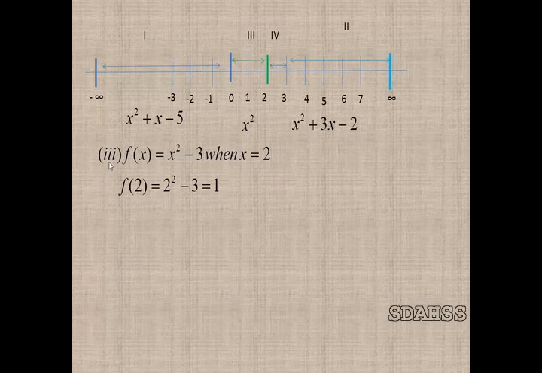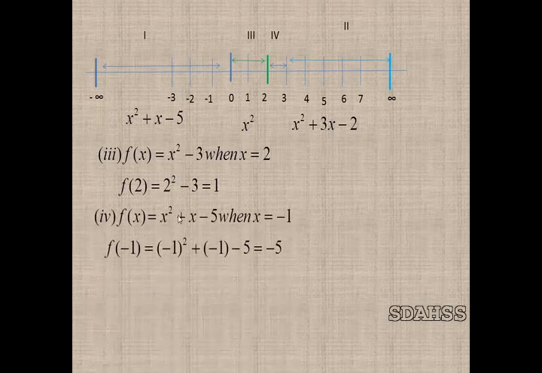Third one, x is equal to 2. 2 is located in the fourth interval. Its function is f of x is equal to x square minus 3. Substitute x is equal to 2. So you have f of 2 is equal to 2 square minus 3. 2 square means 4. 4 minus 3, 1. Fourth one, minus 1.